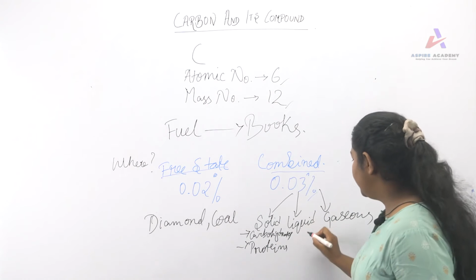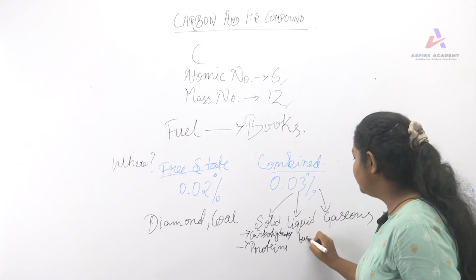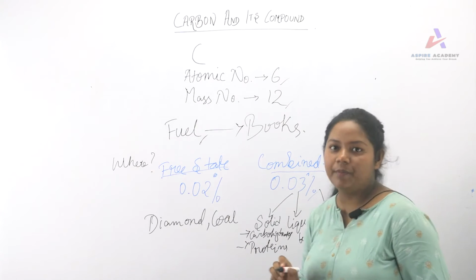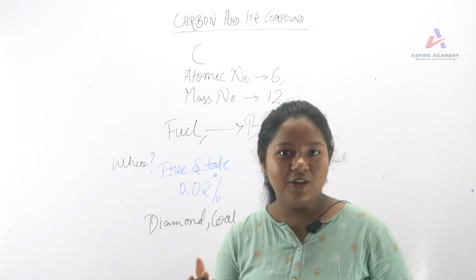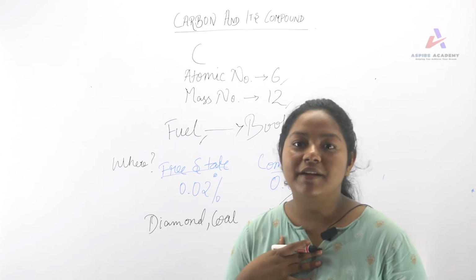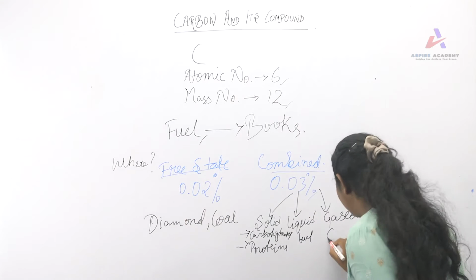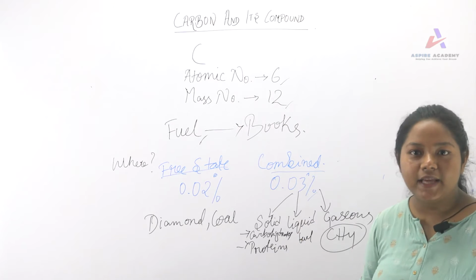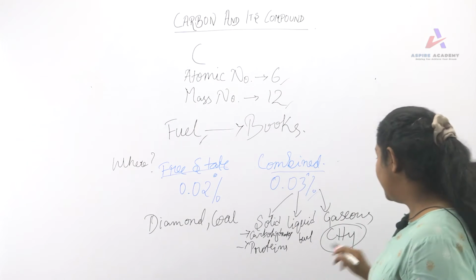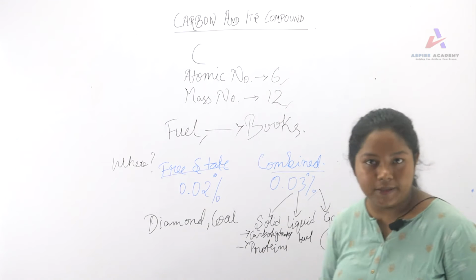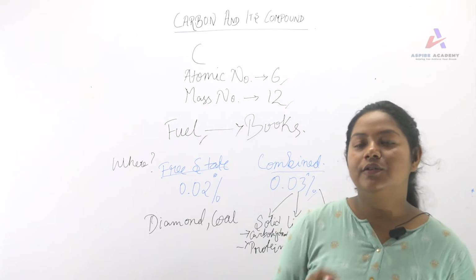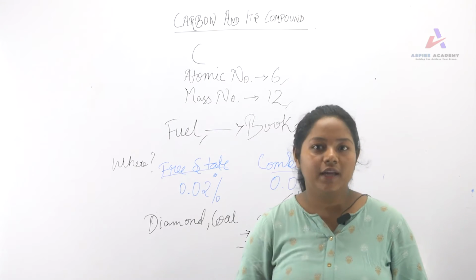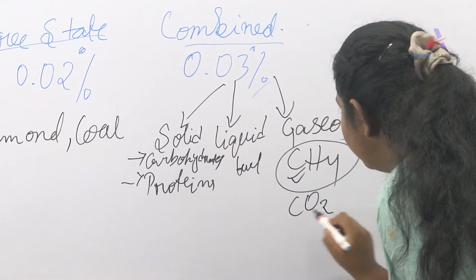In liquid we find it in fuel, like I said. Then in gaseous form, we have the cylinder that we have all seen our parents using. There is an important thing called CH4, methane, and that is also made up of carbon. And I am inhaling oxygen and exhaling carbon dioxide, right? That is also made up of carbon.